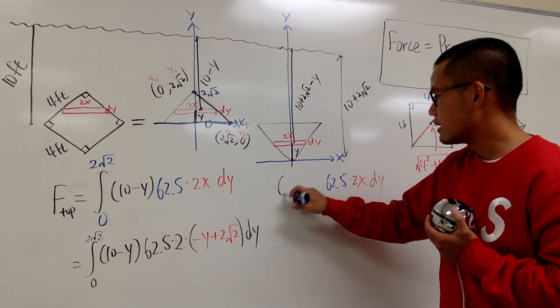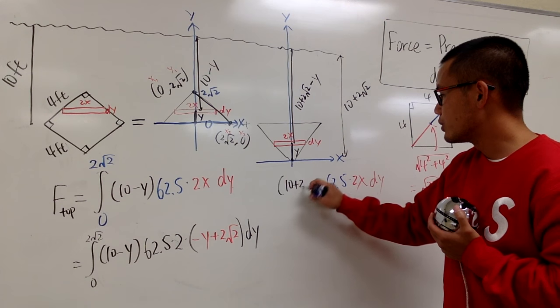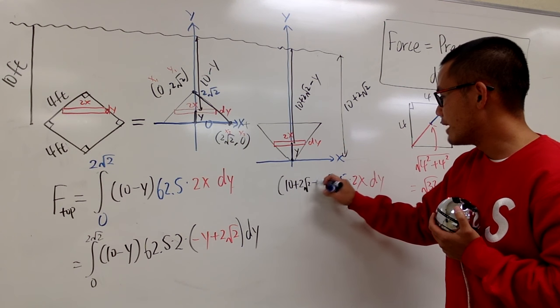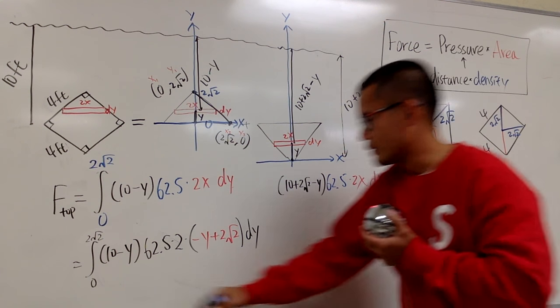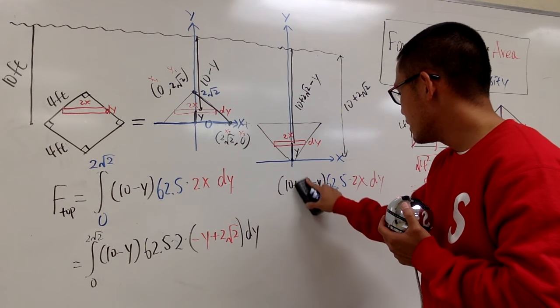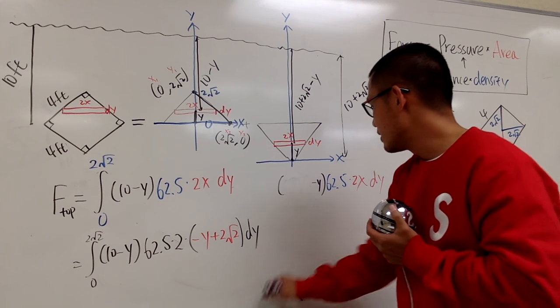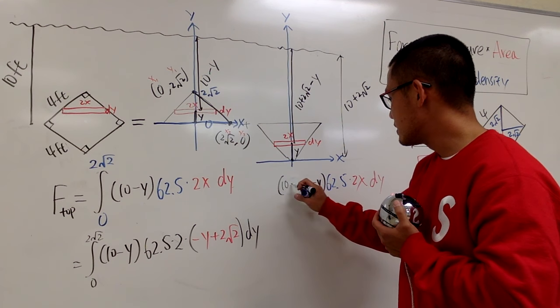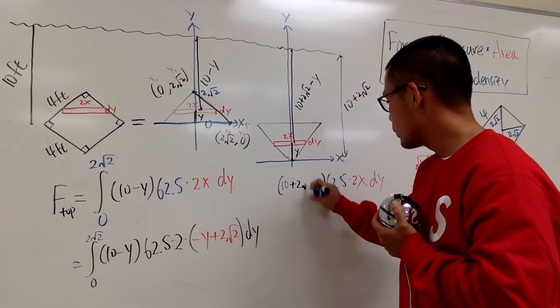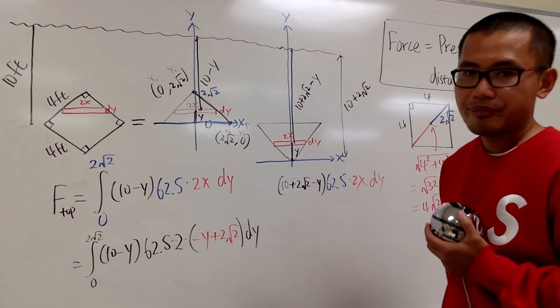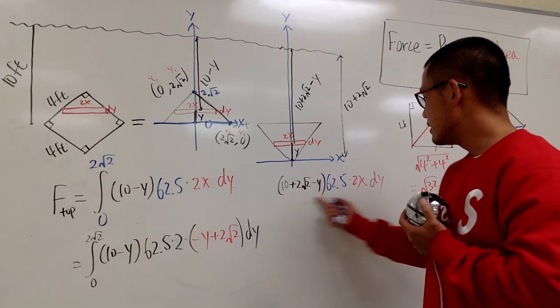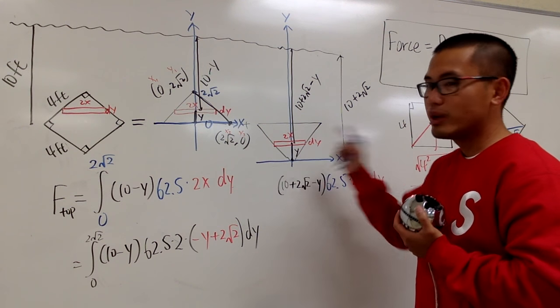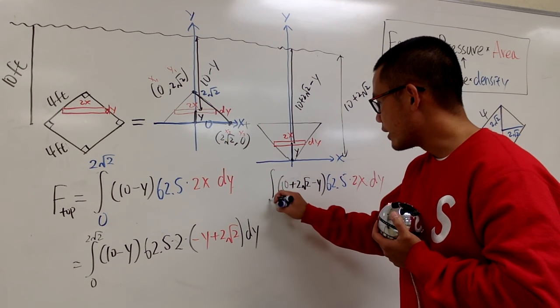And that's why I'm going to multiply right here. So let me just put it down. 10 plus 2 square root of 2 minus y. So that will be the distance. Let me just write it down better because I am running out of space. 10 plus 2 square root of 2 minus y, like that. Okay, so this is just the hydrostatic force on this red rectangle. I have to integrate them.